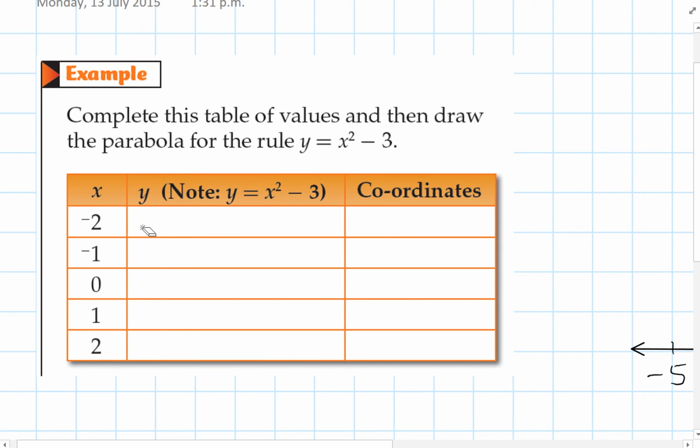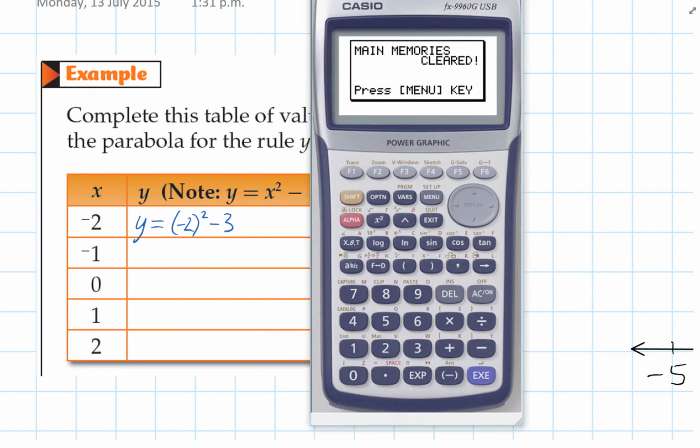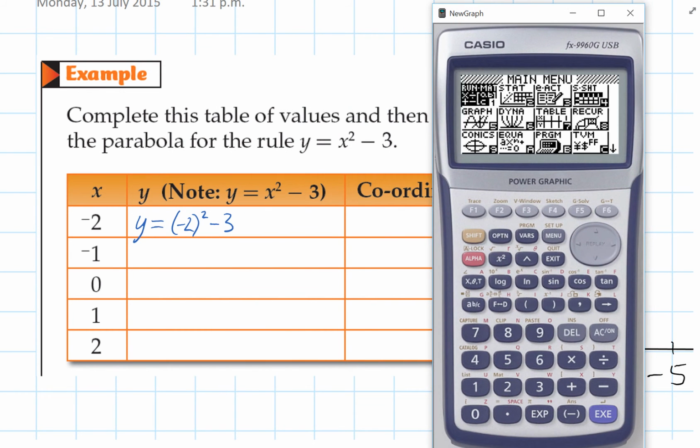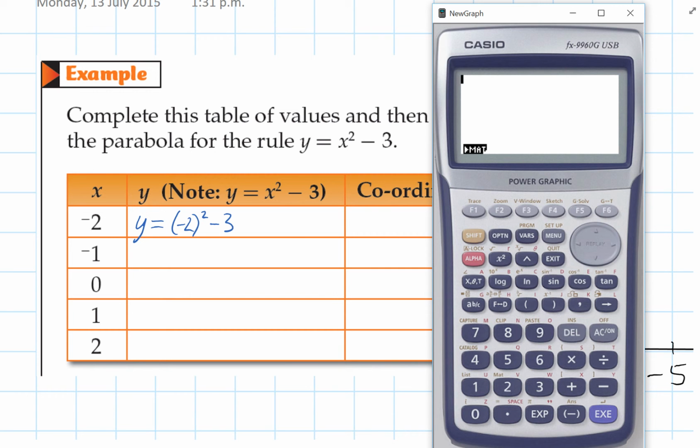So for our first one, y is going to be negative 2 squared minus 3. Now we'll get our calculator out for that, and it's very important that when we're using our calculator that we put brackets around negative 2. So I'll go brackets, negative 2, brackets, and then square it. And what that does is take account of the negative in front of the 2, and then we'll go minus 3 equals, and so that tells us that it comes out as 1.